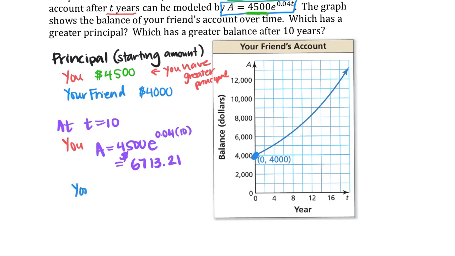Now what about your friend? Well, your friend is looking at the graph. So at 10, what does your friend have? This is time 10 right here. Let's see what your friend has. Ooh, I think your friend's got more. Because this is 6,000, 7,000, 8,000. Your friend has more than $7,000.